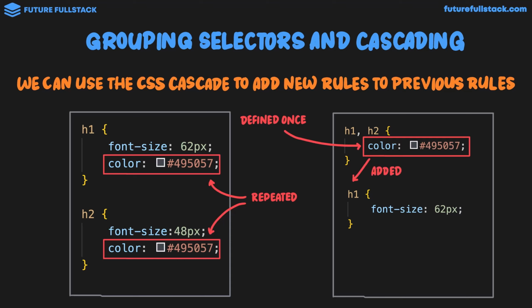And we can do the same thing for the H2. We define the unique value for the font size, and again, because of the nature of the cascade, the grey color is effectively added to this H2. So we're using the cascade to our advantage here. We're adding new rules to previous rules. So the combination of grouping selectors and effectively using the cascade helps us write much cleaner and concise CSS. So let's jump back into VS Code and check this out in action.